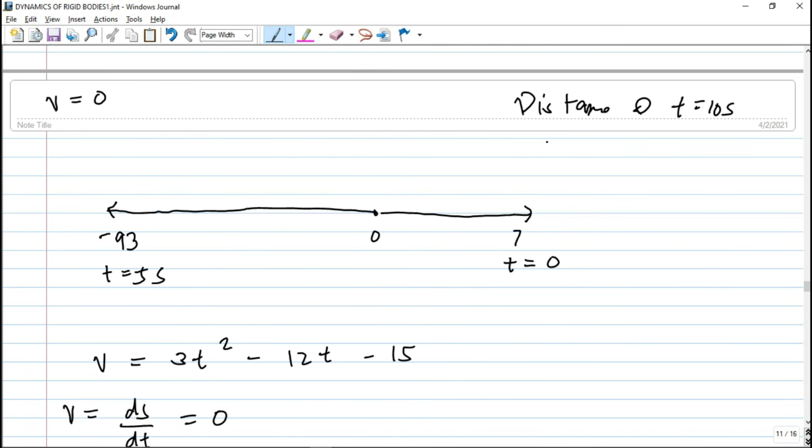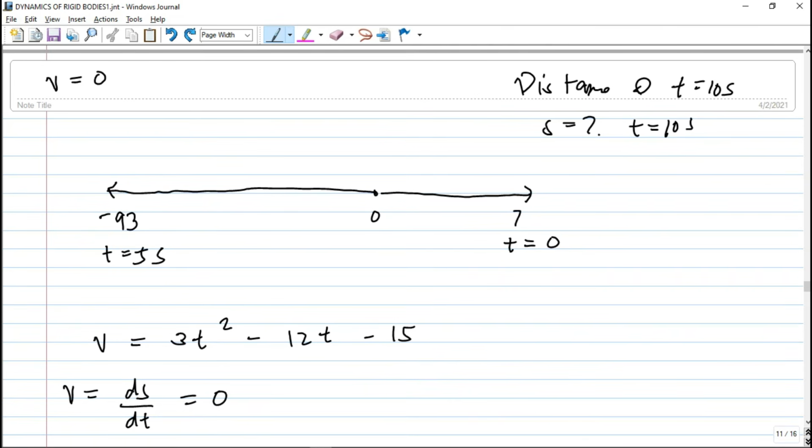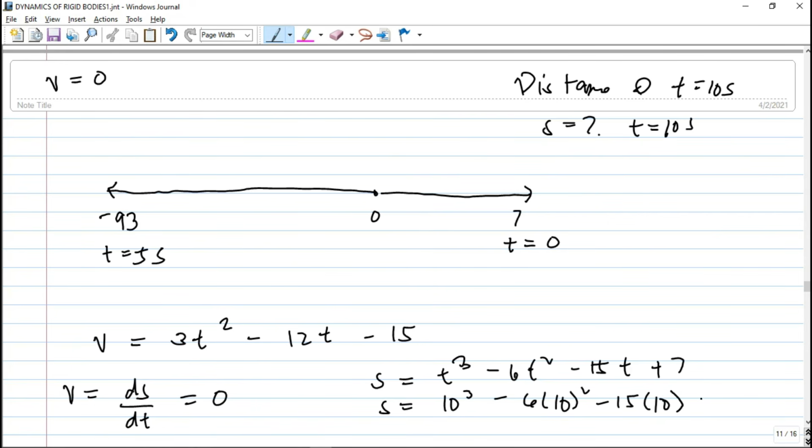So what is s? What is s at time 10 seconds? So we have the equation for s. So s is equal to t cubed minus 6t squared minus 15t plus 7. Okay, so we have here s equals, so 10 cubed minus 6 times 10 squared minus 15 times 10 plus 7. So what is s at 10 seconds? Since yung hinahanap natin distance guys is from 0 second to 10 seconds. So that is 200. So that is 250. We have here 257.